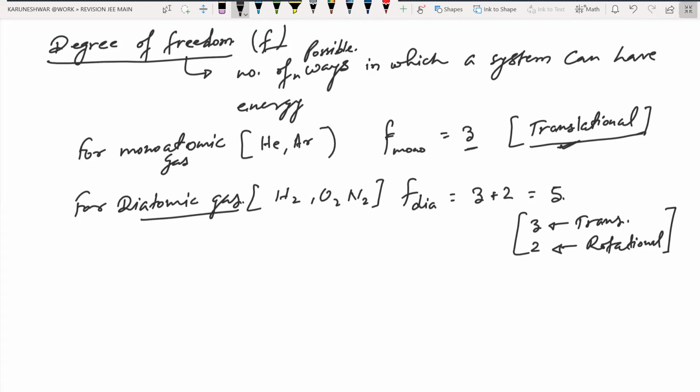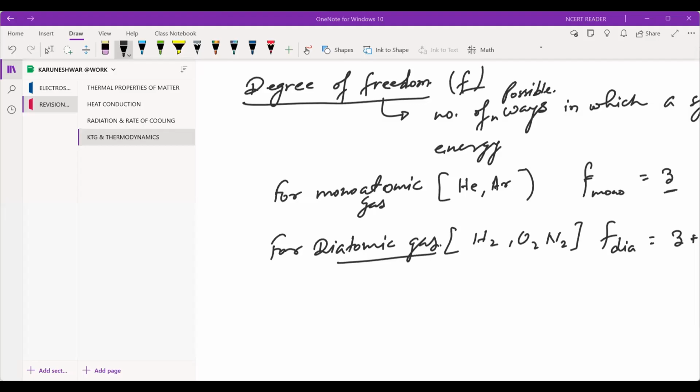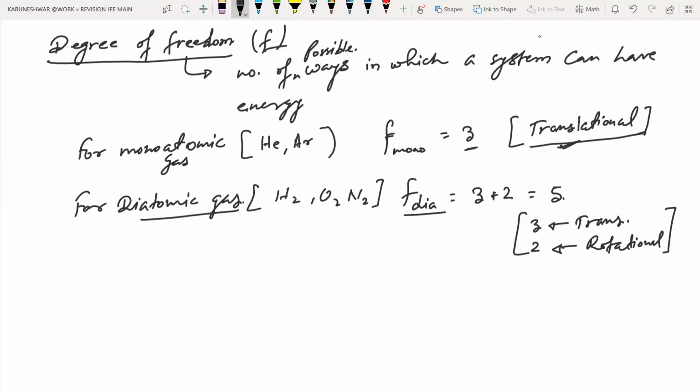So for diatomic gases, we can write F diatomic will be 3 plus 2, where 3 is the translational as well as 2 rotational. In one direction, we don't have that kinetic energy for the diatomic gas. So only 5 degrees of freedom will be there, in which the gaseous molecule, if it is diatomic, can share its energy. That is the ways in which it can transfer the energy.